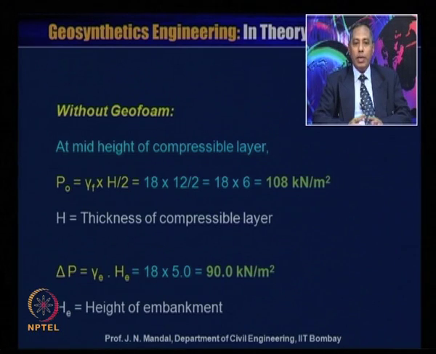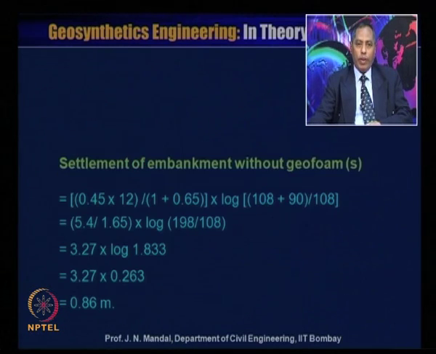Now, what is delta P? So, delta P is equal to gamma E into He. You know the height of the embankment is 5 meter and unit weight of the embankment is 18 because it is a soil. So, its density is 18 kilonewton per meter cube because there is no geofoam. So, it will be 18 into 5 is 90 kilonewton per meter square. Here He is equal to height of embankment.